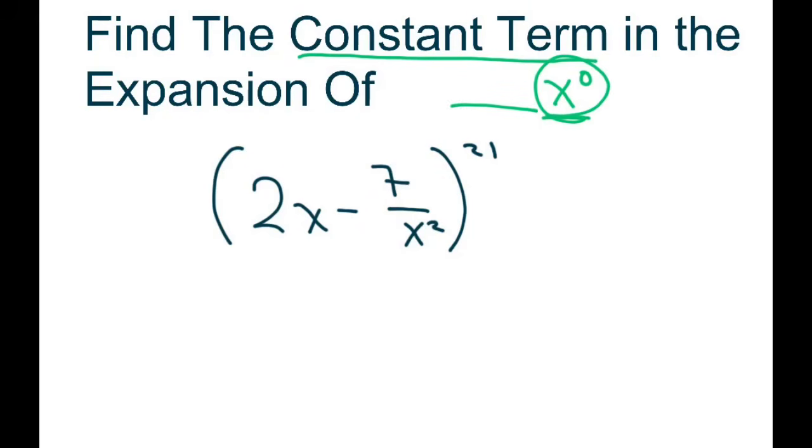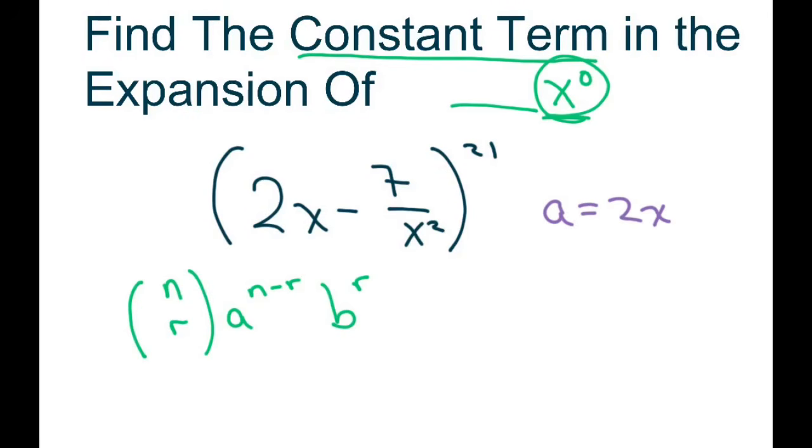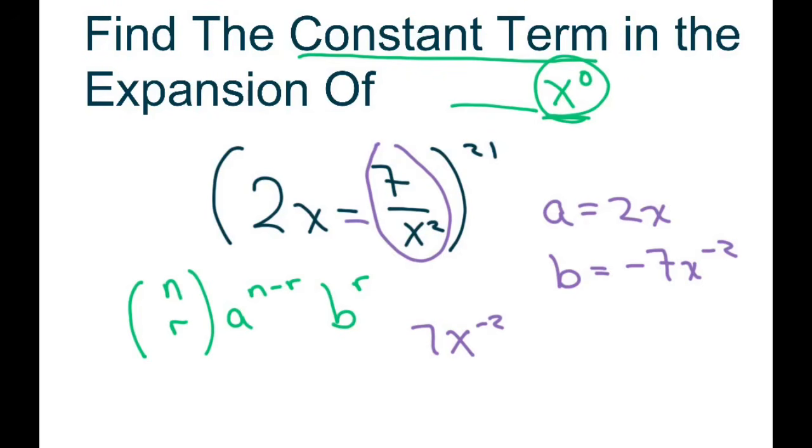We're going to use the binomial expansion formula: n choose r times a to the n minus r times b to the r. In this case, my a would be 2x, and I'm going to let my b equal negative 7x to the negative 2, because I can rewrite this as 7x to the negative 2, and then we have this negative in front.